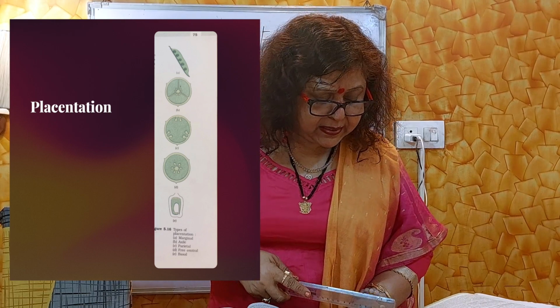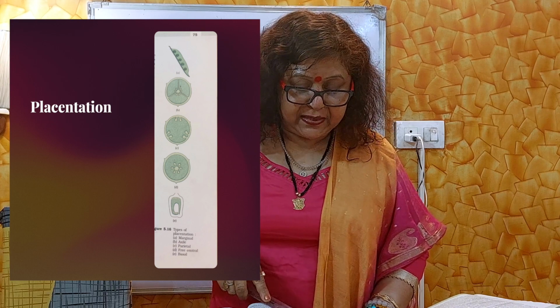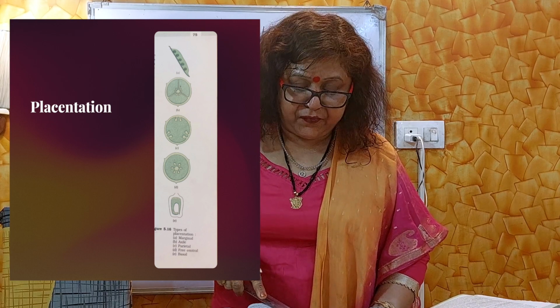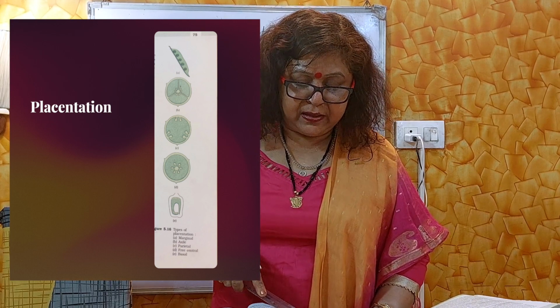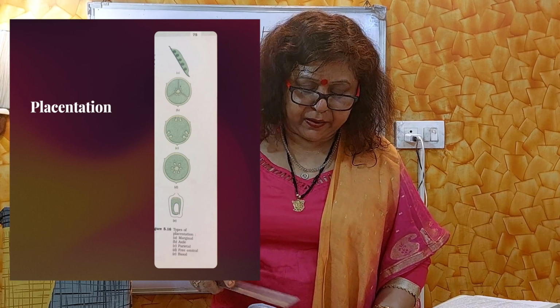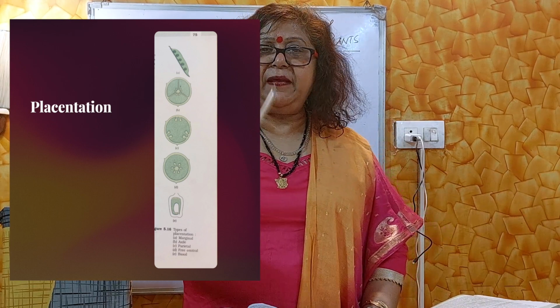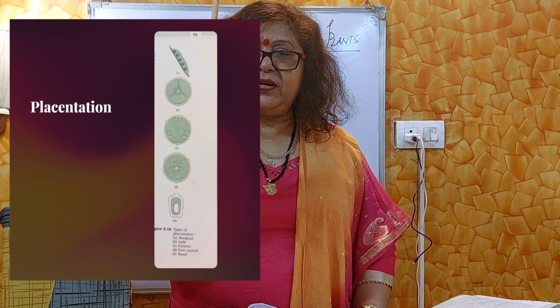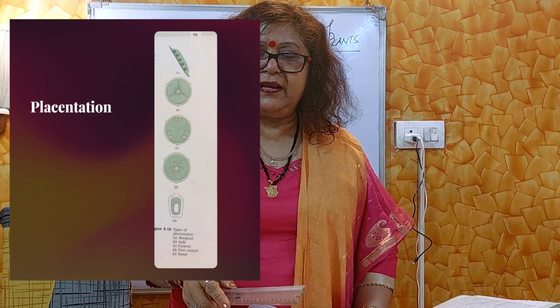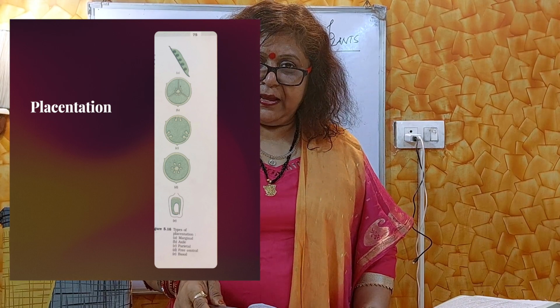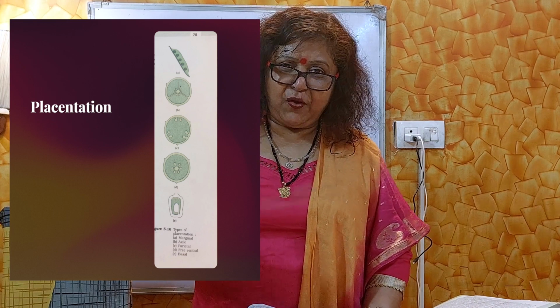The last one is basal. The placenta develops at the base of the ovary and a single ovule is attached to it. Example is sunflower and marigold. So this placentation is very important. They ask this in exams: what is placenta, what is the role of placenta, and give the types of placenta. Here many terms are there, so you have to keep in mind the terms which are found there.